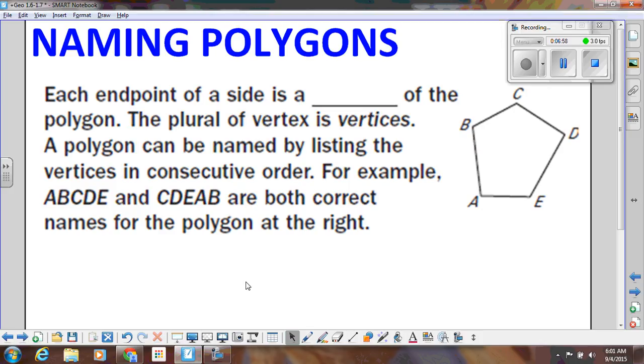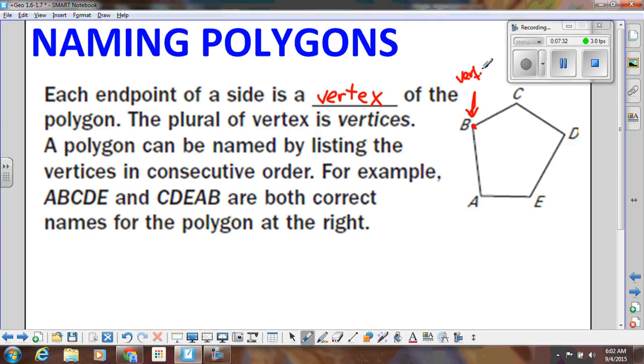Each endpoint of a side is a vertex. So I think you guys have heard the word vertex. So you don't have to write all of this stuff. You might just want to draw this diagram and then just label what the vertex is. So I could say that B is a vertex. So you might just want to draw an arrow and say, oh, that's a vertex. Sorry, my arrow's a little sloppy there. So that's a vertex.